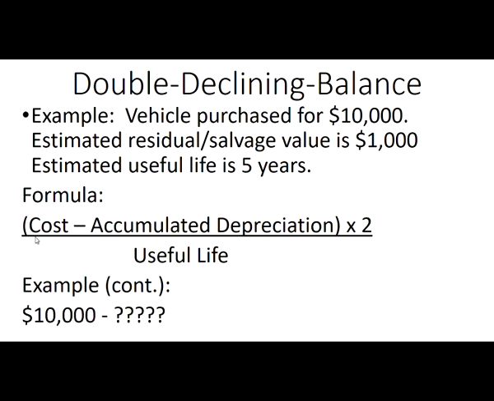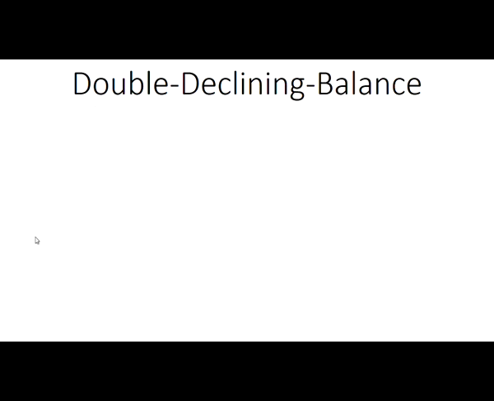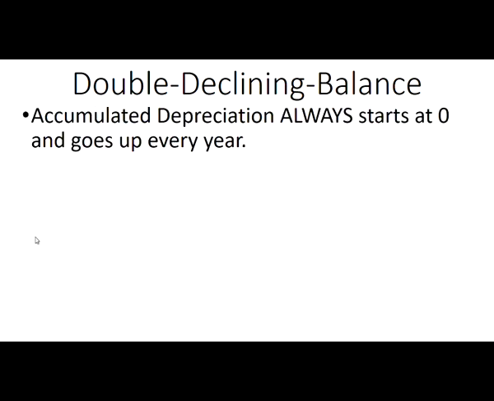Looking at an example here, vehicle purchase for $10,000, residual value $1,000, useful life. This is where students can get thrown off right off the bat. Cost minus accumulated depreciation. I think one reason why students go to that minus 1,000, minus residual value, even though you're not supposed to here, is because they're not comfortable subtracting by nothing, which is what we do in the first year of double declining balance every time: we subtract 0. Because at the beginning of the life of the asset, there's always 0.